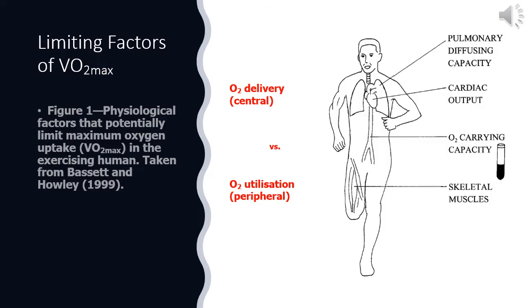Over the next few slides, we'll be looking at a few factors that can limit your VO2 max. As you can see on this slide, they're broadly broken down into two categories, which is the O2 delivery, so how much O2 you can actually get into the body from the lungs, and then that O2 utilization through the peripherals of the body, so through your muscle tissue.